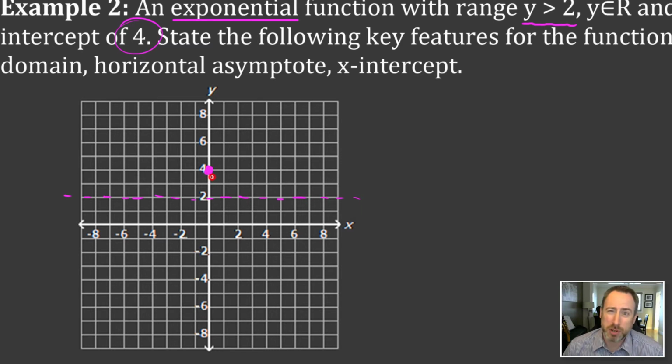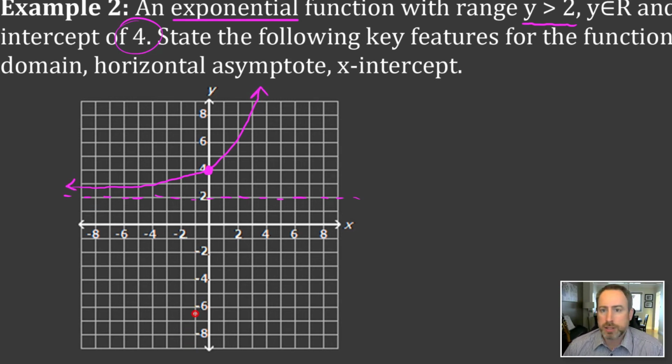So we have a couple options here on how we want to draw this. We could draw a decay function or we could draw a growth function. If we were to draw a decay function, we might have it coming down from this direction and then crossing at the 4, and then it hits that asymptote at y equals 2 because of our limiting of the range. If we wanted to draw an exponential growth function, and I'm not the greatest artist in the world, we might draw something like that. So we have an exponential growth function.